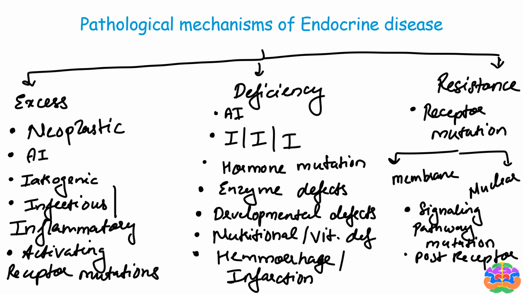We see excessive hormone secretion or activity mainly in case of neoplastic conditions, autoimmune, iatrogenic, infectious, inflammatory conditions, or in case of activating receptor mutations. A deficient hormone function is noticed in case of autoimmune, iatrogenic, infectious, and inflammatory condition, whenever there is hormone mutation or any secondary enzyme defects, developmental defects, nutritional or vitamin deficiencies, hemorrhage, and infarction.